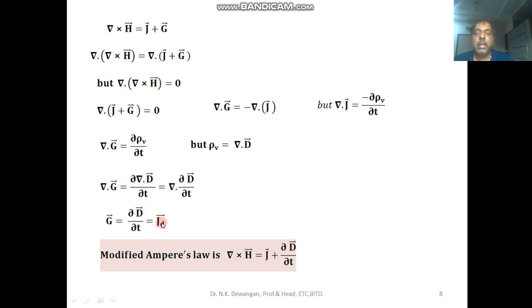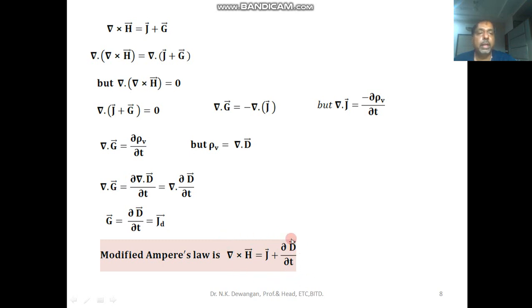Because of this, here we are getting a displacement vector, so he named it displacement current density because the unit we are getting is current density. So Maxwell named this term displacement current density. So the modified Ampere's law, now we got curl of H vector equal to the J vector plus del D vector divided by del T. This is the fourth Maxwell equation.